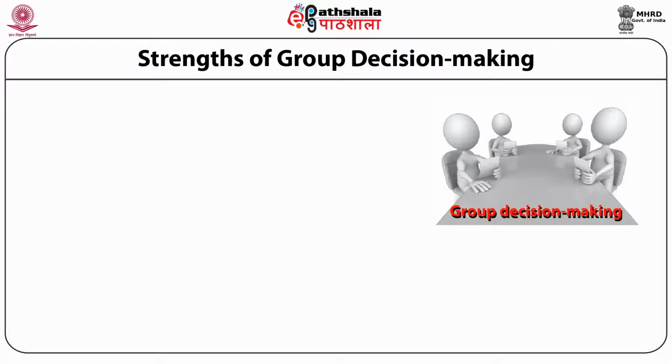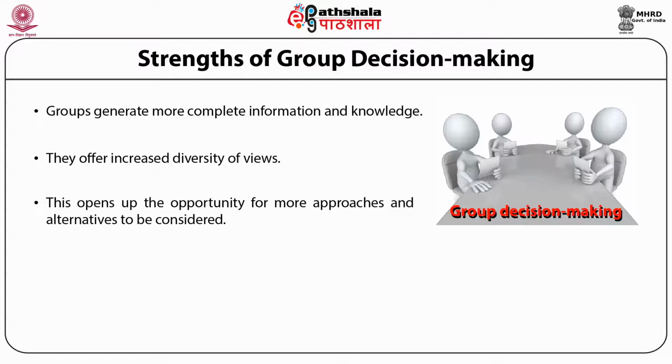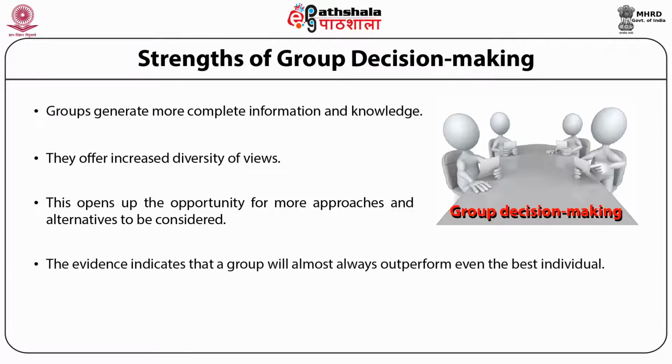The strengths of group decision making. All of us know that when a group makes a decision, there are certain strengths to it which could be very important. First, groups generate more complete information and knowledge than single individuals. Second, they offer increased diversity of views, which is again a strength of group decision making. This also opens up the opportunity for more approaches and alternatives to be considered. Again, the evidence indicates that a group will almost always outperform even the best individual. No doubt about it. And finally, groups lead to increased acceptance of a solution that has been generated by the group.